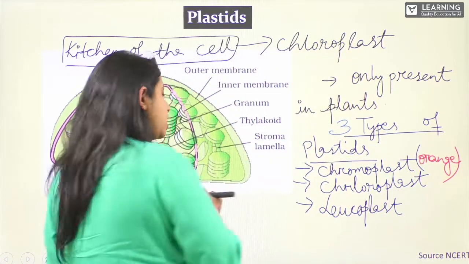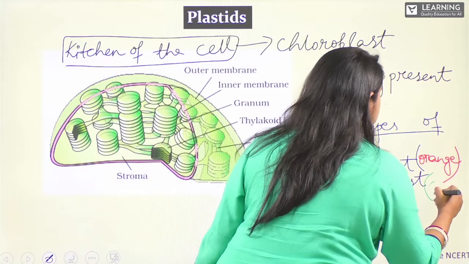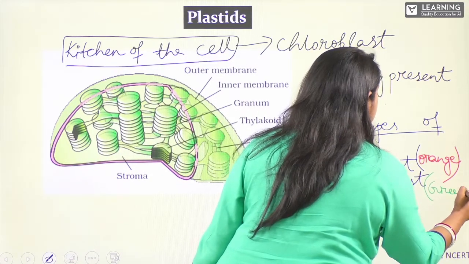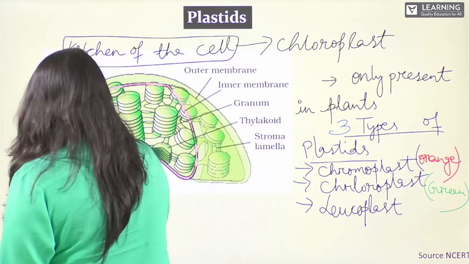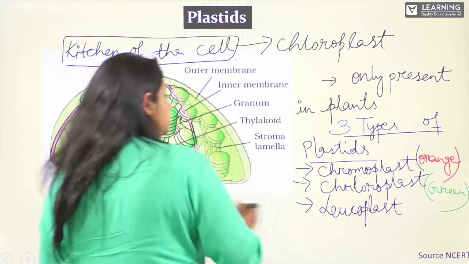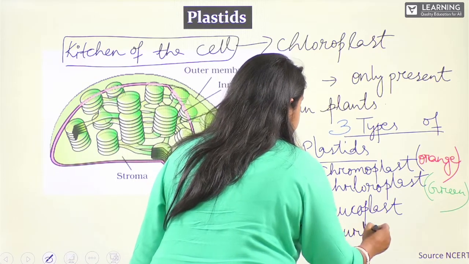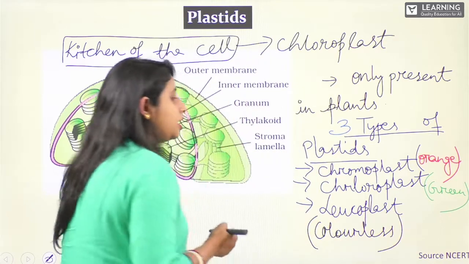This chloroplast plastids are what? You know that they contain green color pigment. So they are green in color. Okay. And these leucoplasts are what? These leucoplasts are colorless. They are colorless plastids.